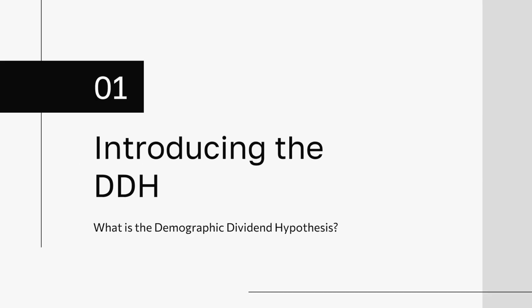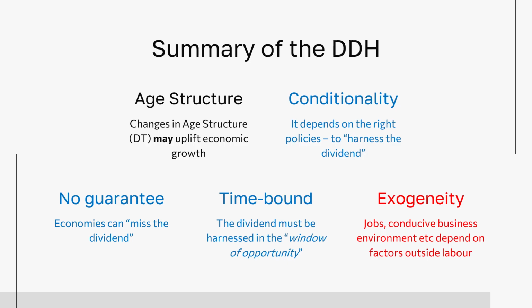Part 1, introducing the demographic dividend hypothesis. So we'll go through this with a quick recap. The demographic dividend basically posits that changes in age structure, that is primarily through the demographic transition, may uplift economic growth, right? Emphasis on the terminology there. They may uplift economic growth.